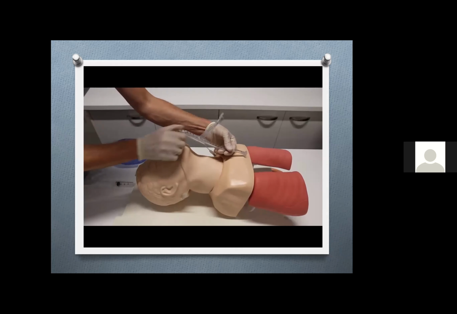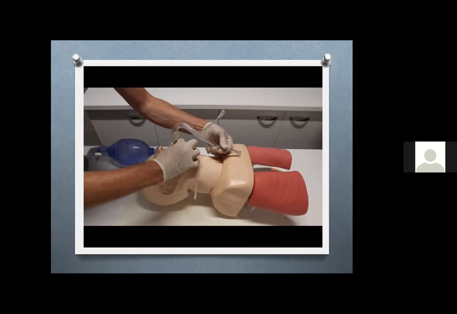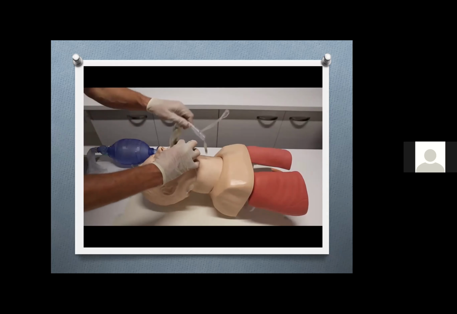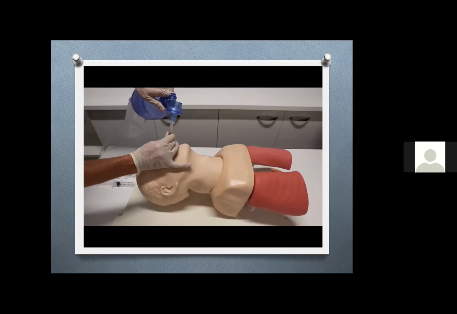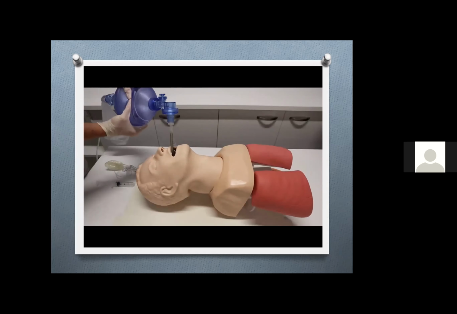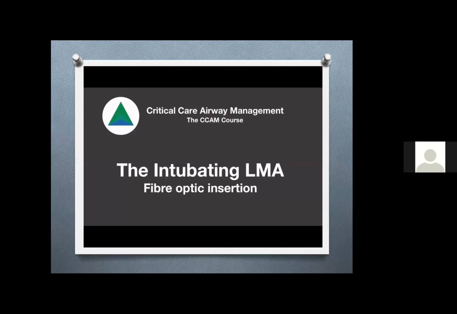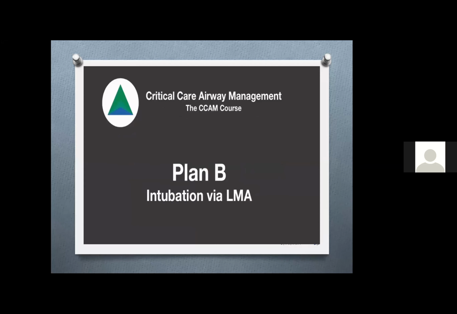Once the LMA is out, you hold the ET tube and remove the LMA from its position. Now check: the tube is still there and still functioning. Beautiful. So easy, nothing to worry about, and nice to be done.